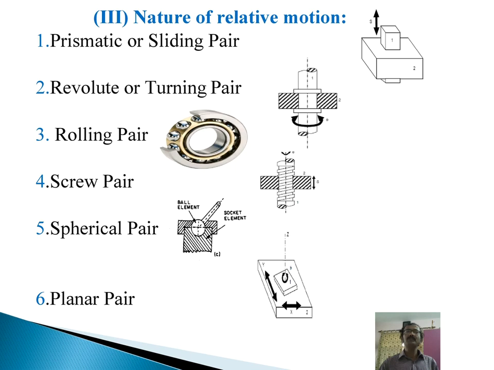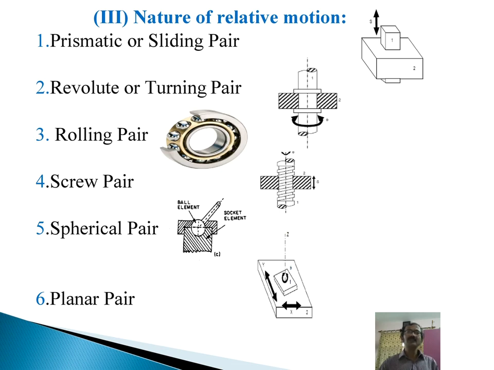Number two, the revolute or turning pair. When one link has a turning or revolving motion relative to the other, they constitute a turning or revolving pair. A circular shaft revolving in a slide is a turning pair. Number three, the rolling pair. When the links of a pair have a rolling motion relative to each other, they form a rolling pair, such as a roller wheel on a flat surface, or a ball or roller bearing.